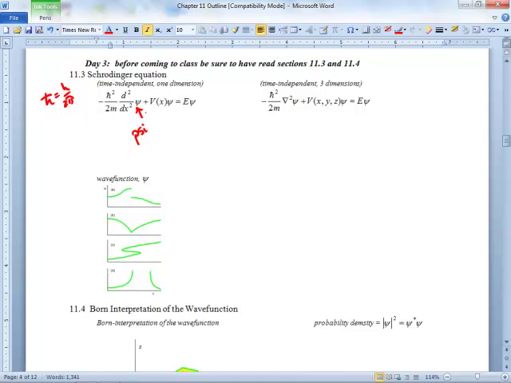Okay. So little m is the mass of electron. This V of x. Notice this wave function is in here several times, but V of x, that's the potential energy function.